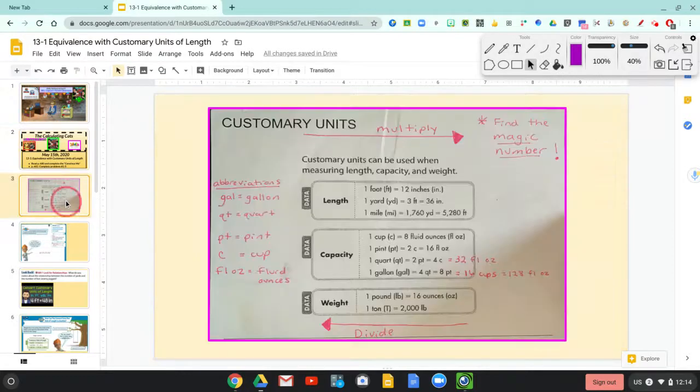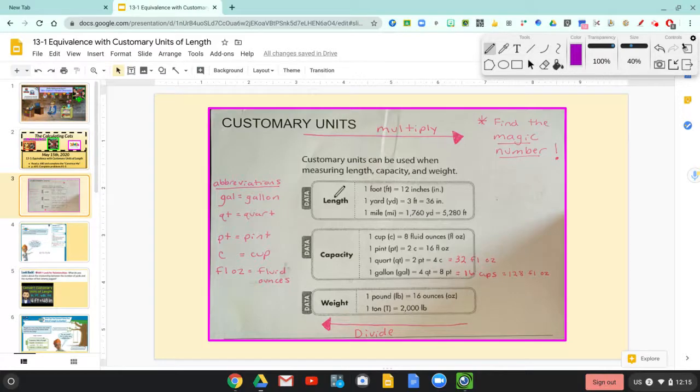So let's talk a second about what is a customary unit. Customary units are what we use in the United States. So if you look at this chart here, you can see that we've got feet to inches, yards to feet to inches, miles to yards to feet. So these are all conversions.